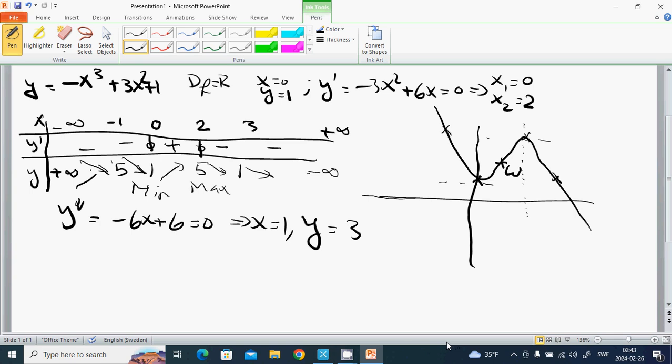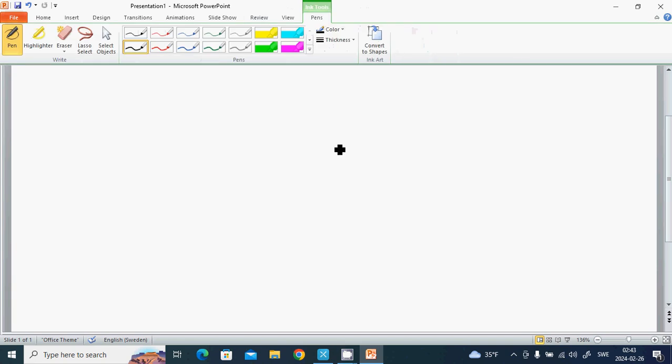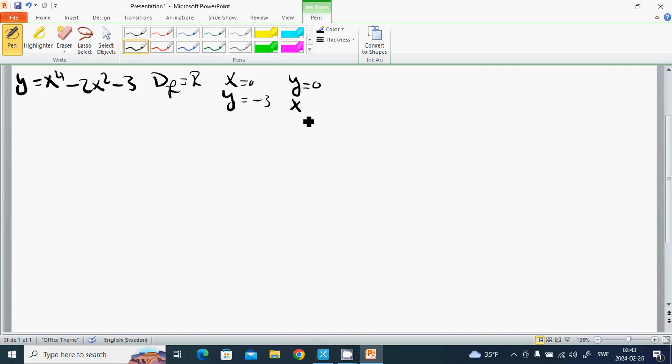Okay, now we are going to another example. y equals x to the power 4 minus 2x squared minus 3, the domain is R. Then x equals 0, y is minus 3, and y equals 0, then x squared 1 and 2 equals the sum, one of the values is plus minus 1, and the second is this one.